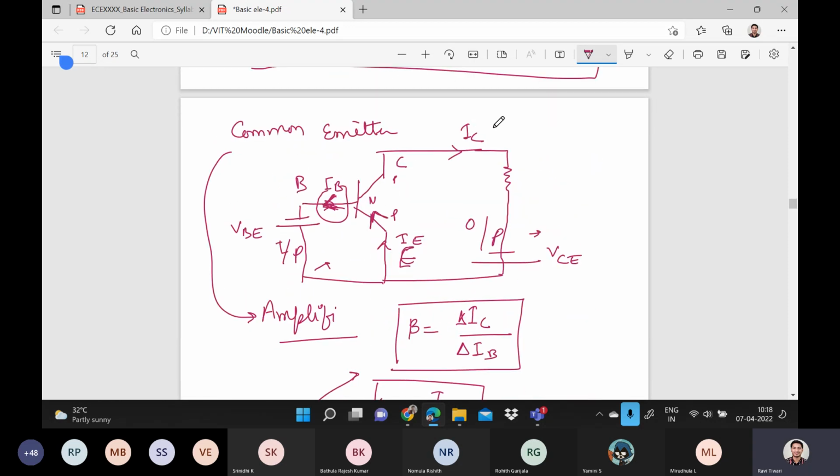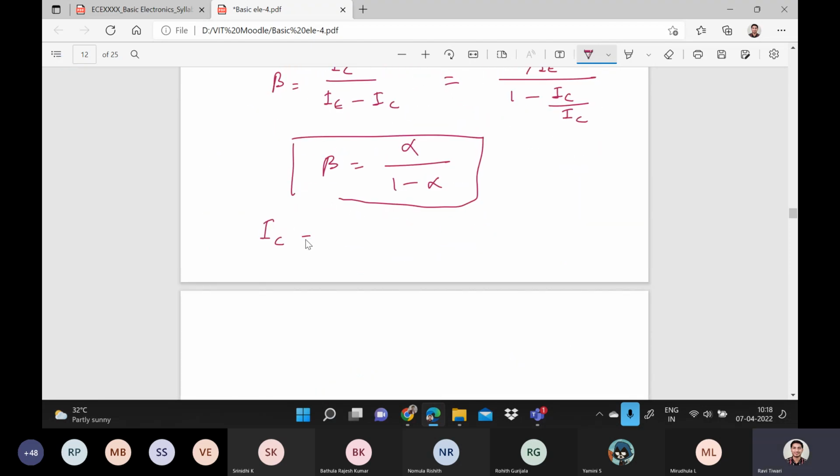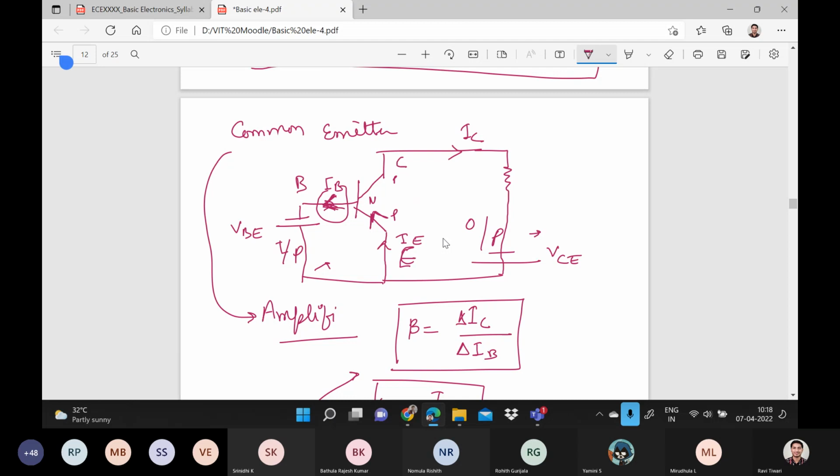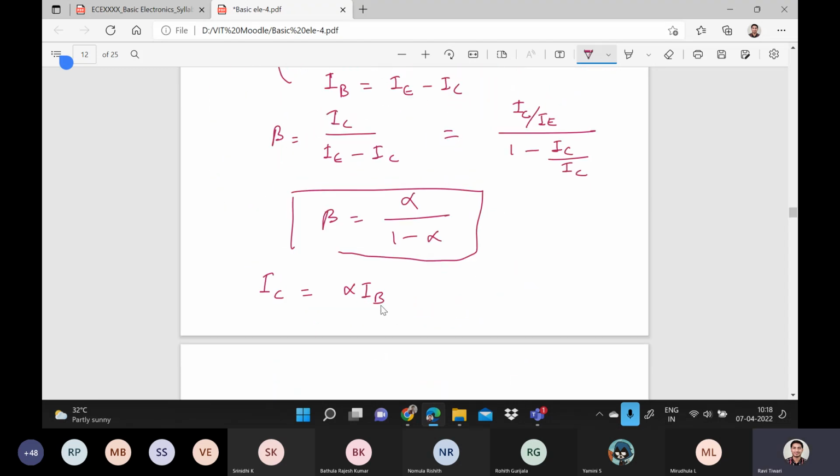Now you see, in the previous case, we calculated the value of IC. Here also you have to find out the value of IC. IC is equal to alpha IE, right? But the second thing, you see, here we are not providing any input. So this leakage current will be equal to what? ICBO. So that is alpha IE plus ICBO, which I am writing from the equation of common base.